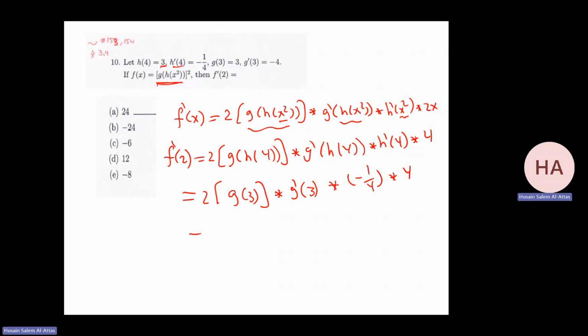Okay. Now what is g at 3? G at 3 is 3. So this is 2 times 3. Oops, 2 times 3 times g prime at 3, minus 4. And this one is cancelled, times minus 1. So what is the answer? 6 times 4. This is minus times minus, plus, so 24. So the answer is 24.